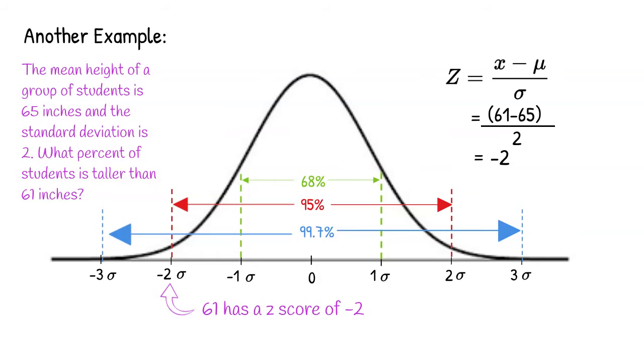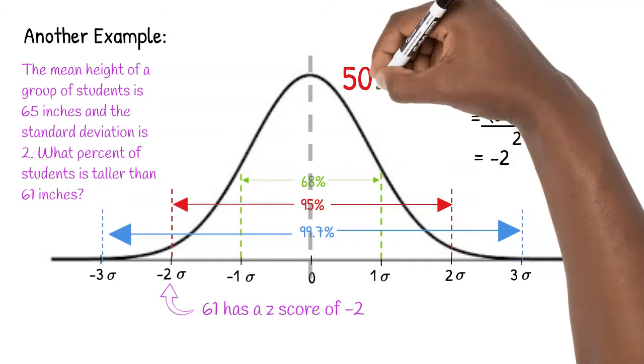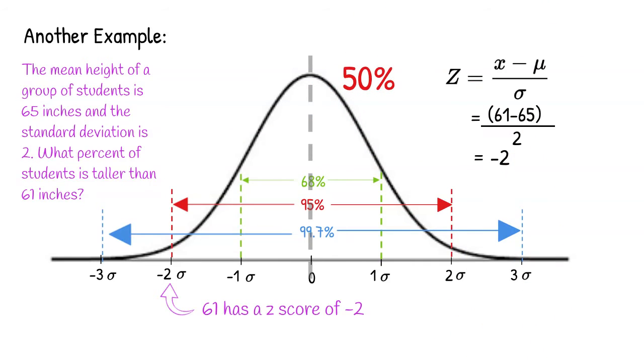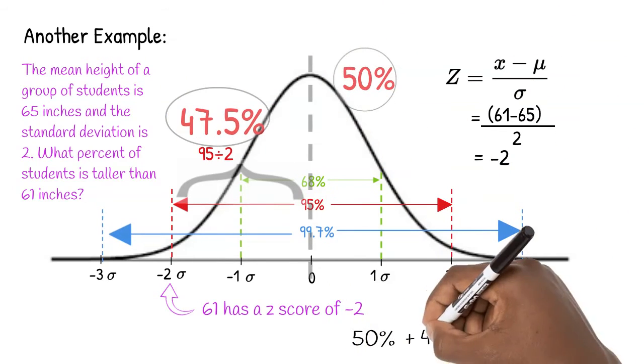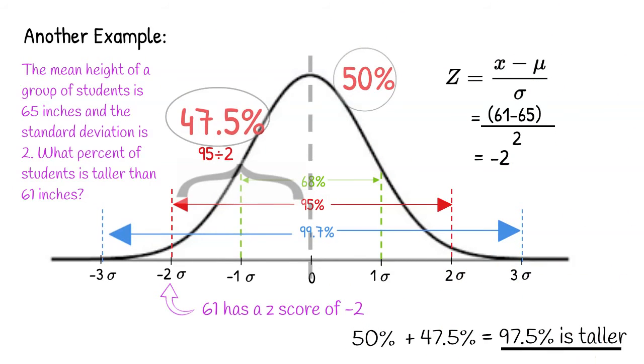We are interested in the percent higher than 61, so we focus on everything to the right of this value. 50% of students are to the right of the line of symmetry. We divide 95 by 2 to get the percent of students 2 standard deviations below the mean and get 47.5. We add 50 to 47.5 and get that 97.5% of students is taller than 61 inches.